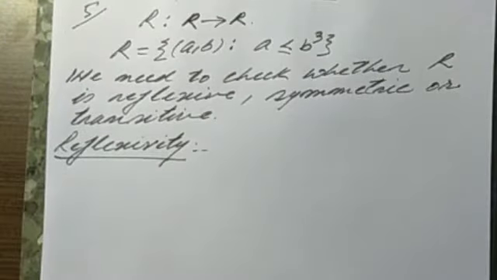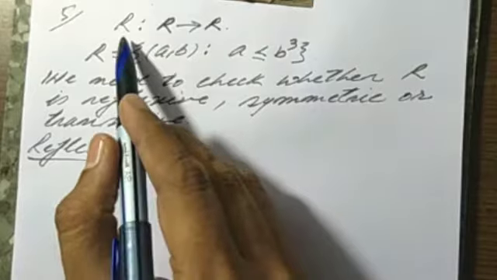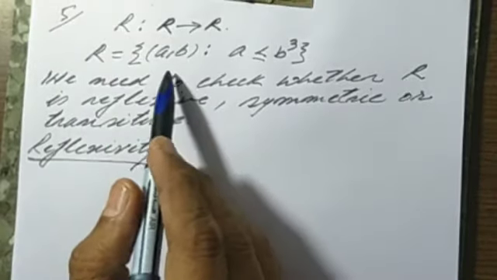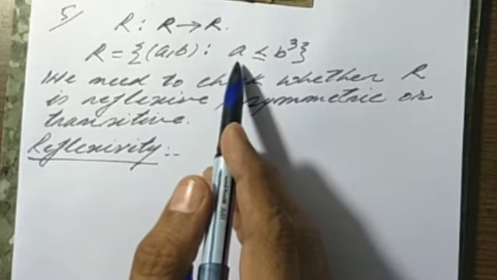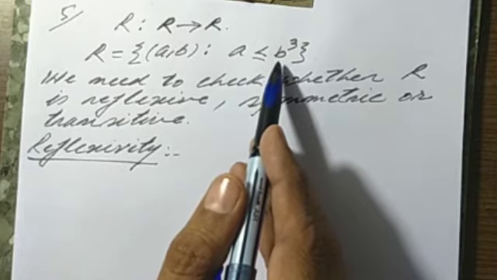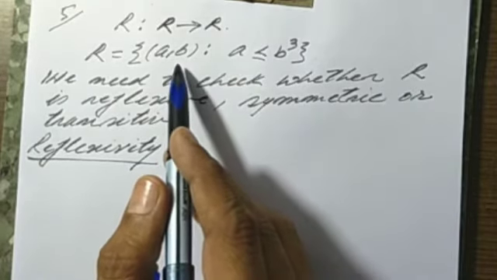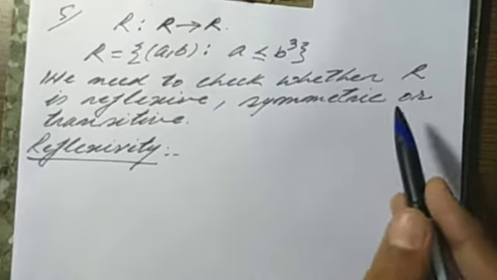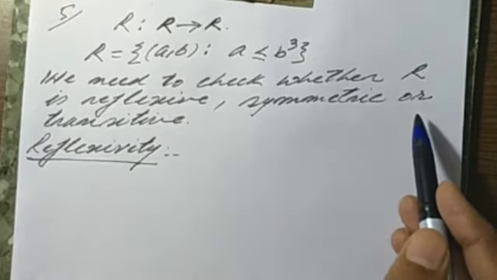Now here we come to sum 5, and in this R is a relation in the set of real numbers, and R is defined as the set of ordered pairs (A, B) with the condition that A is less than or equal to B cube. That is, the first element must be less than or equal to the cube of the second element. So we need to check whether R is reflexive, symmetric or transitive.